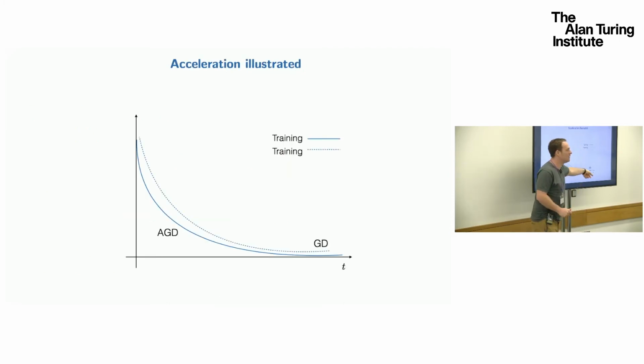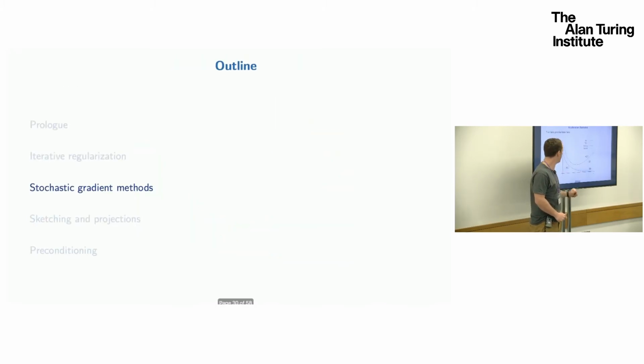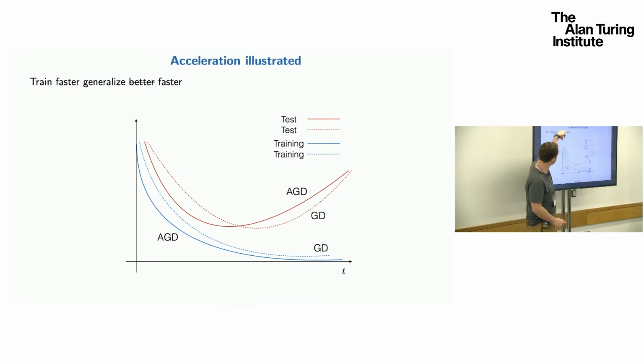If you look at the training error, you're going to see that GD goes down and accelerated GD also goes down. If you look at the test error, what you see is that they're going to go down and potentially up, and we're going to comment on this in a second, and AGD does whatever GD is doing earlier, okay? So it doesn't go lower, it just does it earlier, okay?